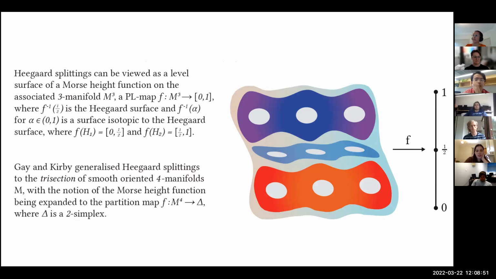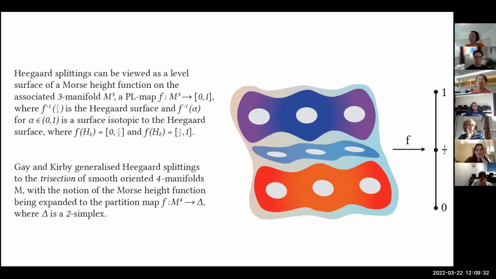Heegaard splittings can be viewed as a level surface of a Morse height function on the associated 3-manifold M, which is a piecewise linear map from our 3-manifold to the closed unit interval [0, 1], where the preimage of a half is the Heegaard surface that's common to both. And the preimage of alpha, for some alpha strictly within (0, 1), is a surface isotopic to the Heegaard surface, where the image of one of the handle bodies is equal to [0, 1/2], the closed interval, and the image of the second handle body is equal to [1/2, 1].